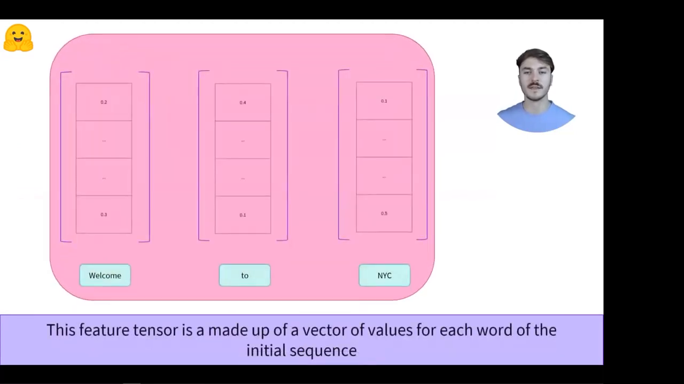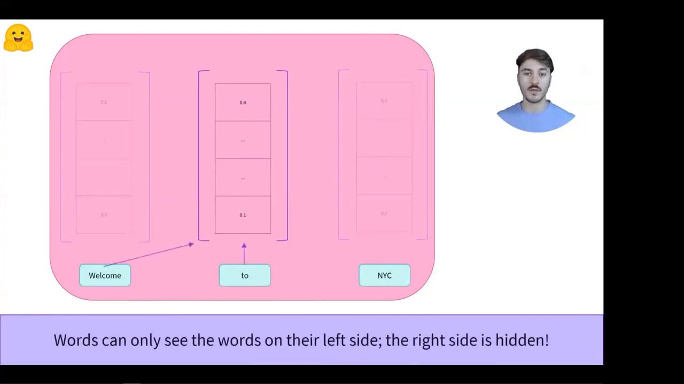It contains 1 vector per word that was passed through the decoder. Each of these vectors is a numerical representation of the word in question. The dimension of that vector is defined by the architecture of the model. Where the decoder differs from the encoder is principally with its self-attention mechanism. It's using what is called masked self-attention.